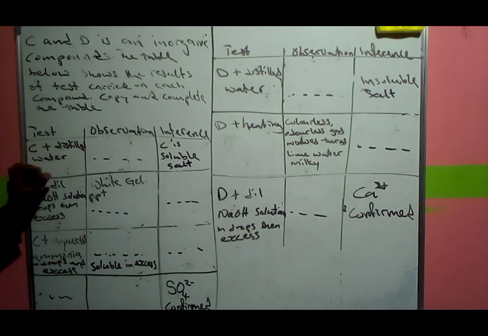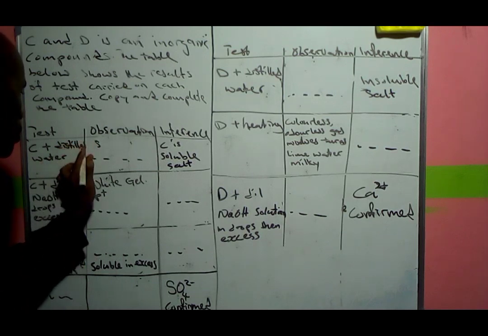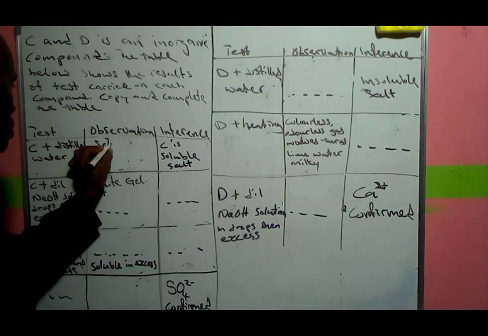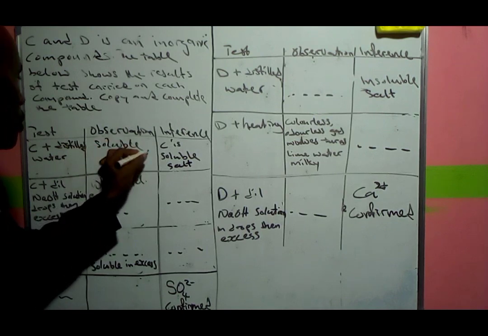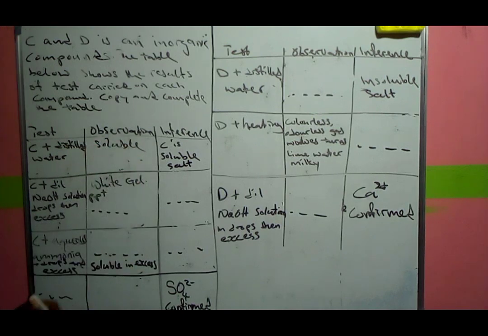Here we have the test. Say that water, C plus distilled water, we have a soluble. C is a soluble salt. That means in the observation, what we have here should be what? Soluble. C is soluble, since it's a soluble salt.